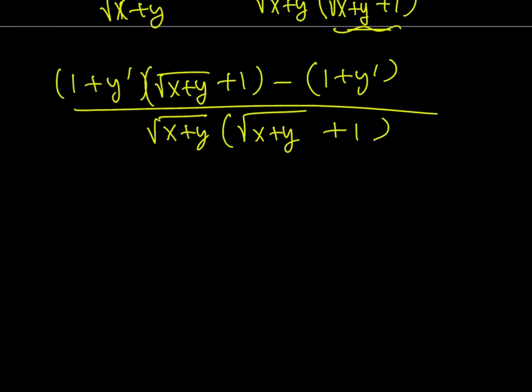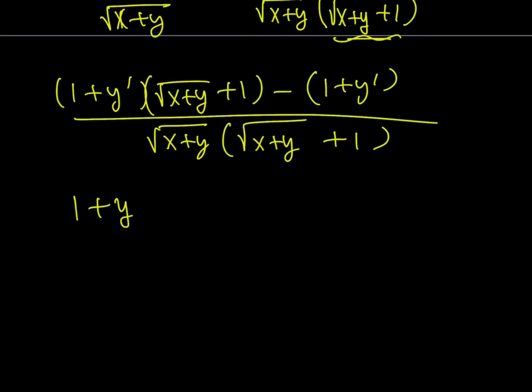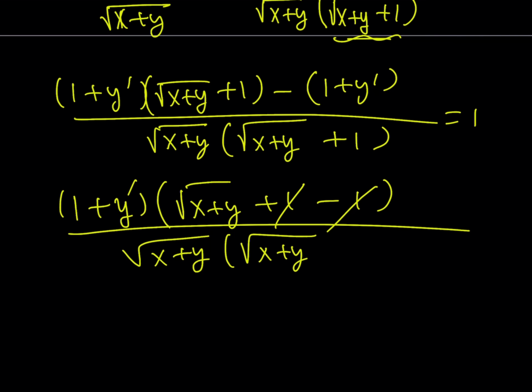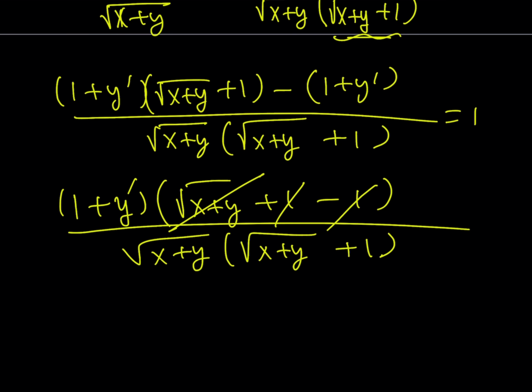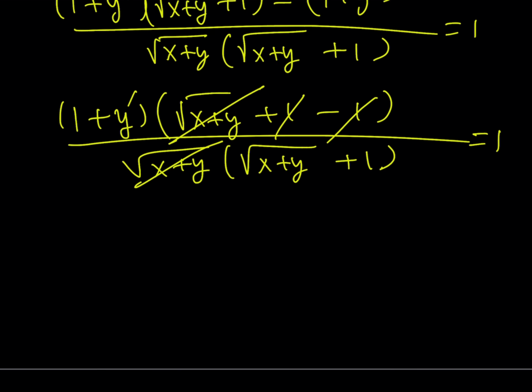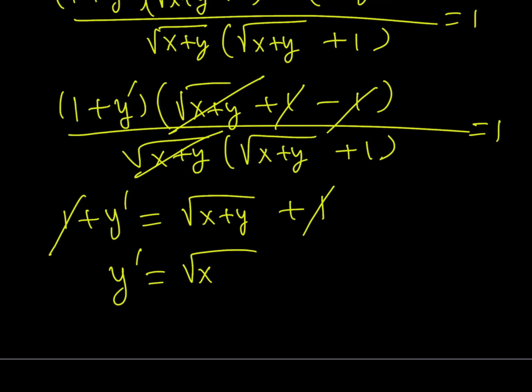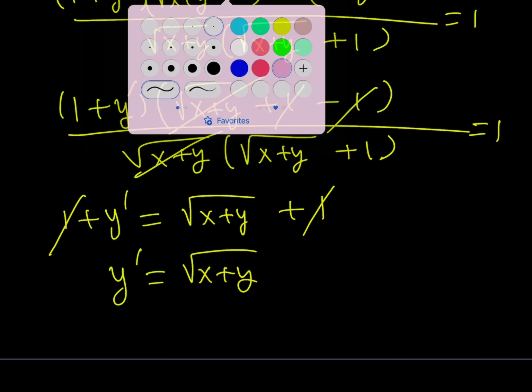Now I can actually factor this, so that will be super helpful. And of course, this is equal to 1. I can take out 1 plus y prime, and that's going to give me something interesting: the square root of x plus y plus 1 minus 1. Obviously, the 1 cancels out, and we end up with something real nice. Now I can cross these out, and I end up with something real simple. Let's cross multiply. This gives us 1 plus y prime is 1 times the denominator, which is the square root of x plus y plus 1. And finally, the 1's cancel out, and we end up with y prime equals the square root of x plus y, which is basically the equation that we started with.